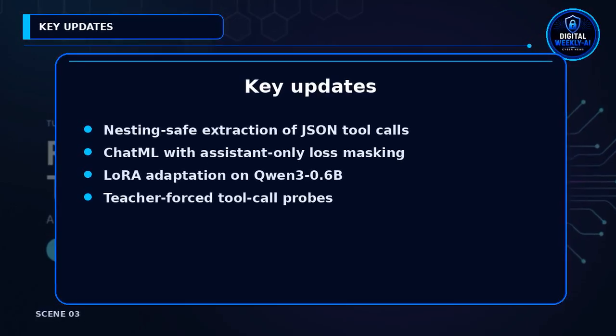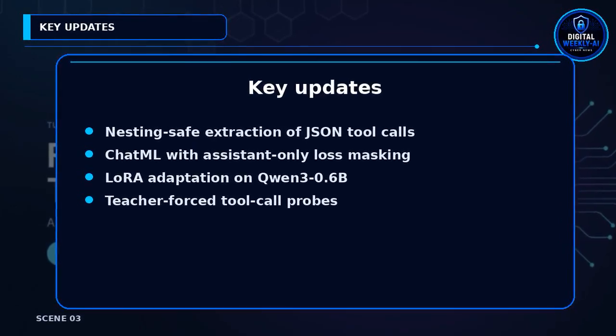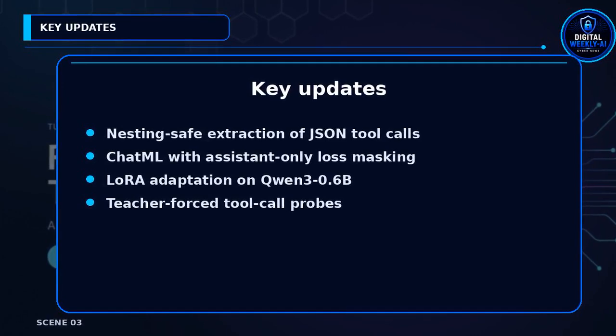Key technical choices include a nesting-safe parser for JSON tool calls and reasoning blocks. Embedded tool schemas are reconstructed and verified. ChatML rendering ensures predictable token mapping and assistant-only loss masking. Qwen3-0.6B is adapted with LoRA. BF16 detection helps Colab compatibility. Teacher-forced probes cut trajectories before assistant tool calls to compare prediction performance.